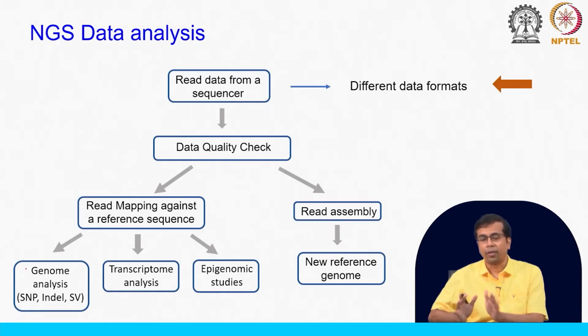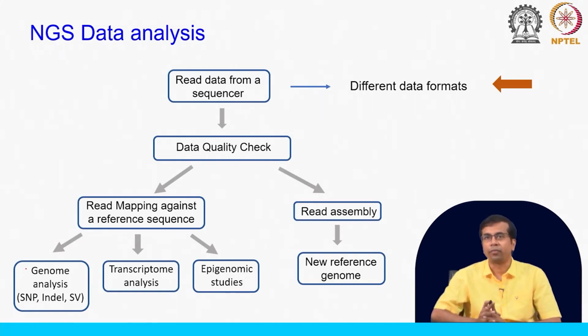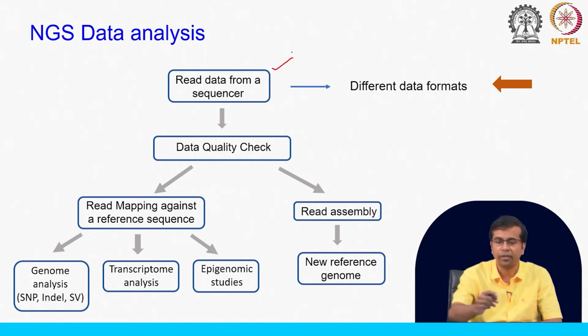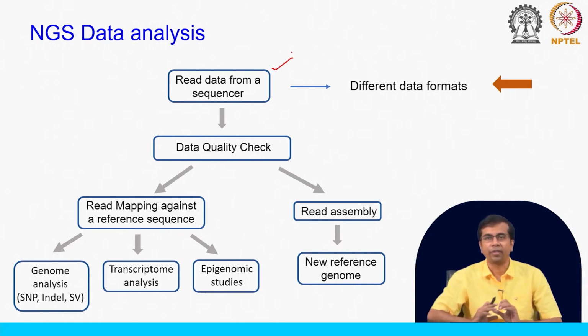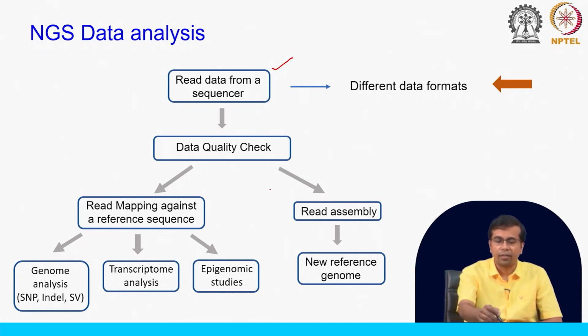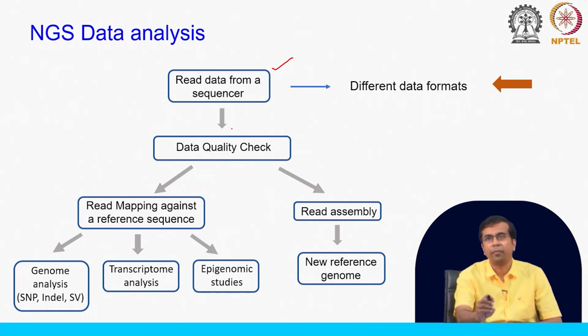To give you an overview of the full process, here is what you have done. Up to this point, hopefully you have decided on the sequencer, the platform, the read length that you want to use for your experiment, and you get the read data from the sequencer. These data can come in different formats depending on the platform that you have chosen. Once you have this, the first step will be the data quality check, and this is something we have briefly mentioned. Then there will be different sorts of problems.